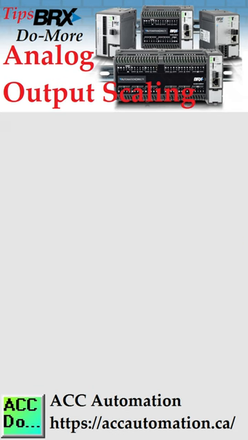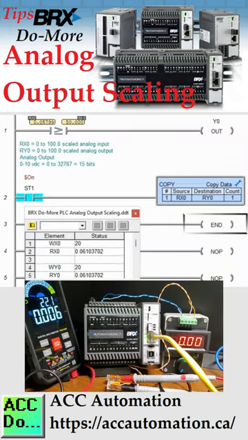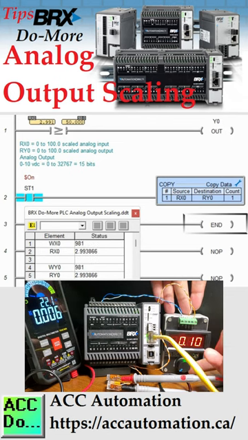This represents a percentage. Using the analog signal generator, you can see that our 0 to 10 volts DC signal converts from 0 to 100.0%.